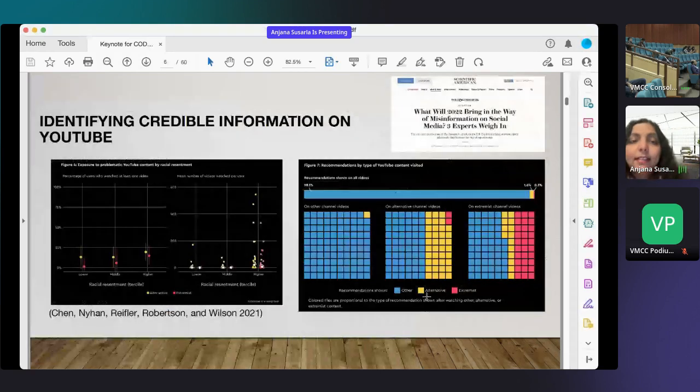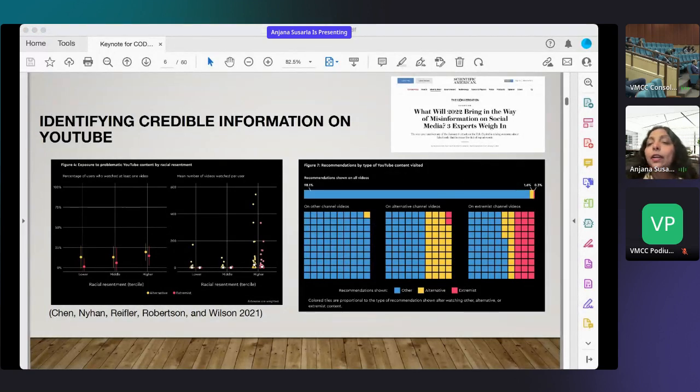And what is the second challenge? How do I define credible information on YouTube? These are some examples of recommendations in terms of YouTube content. There's again a lot of debate in the United States about whether content sites like YouTube are ending up sort of radicalizing people. How do we find online extreme content, for instance?